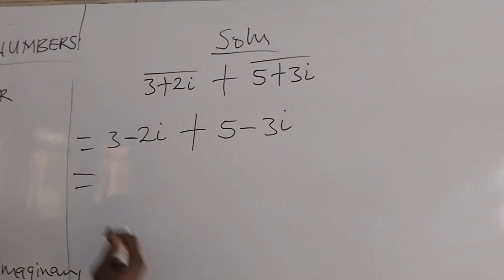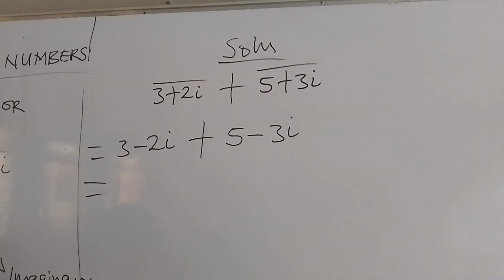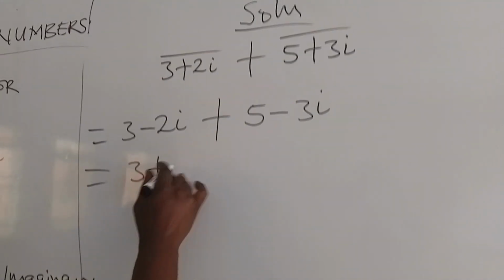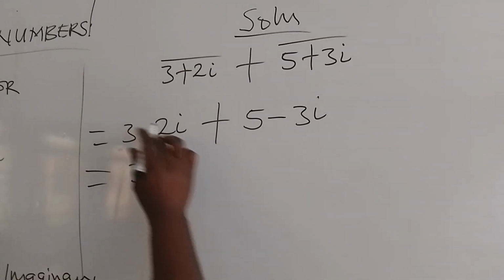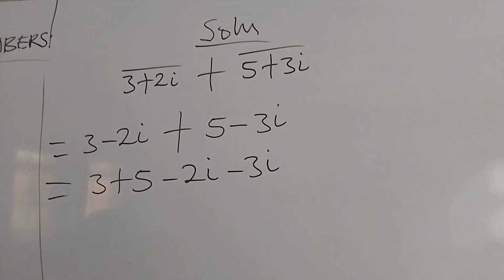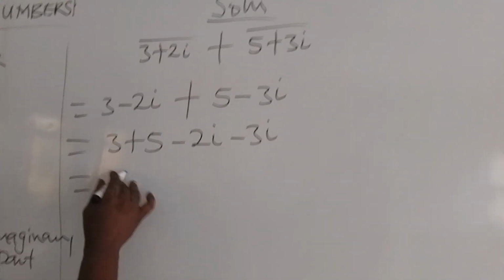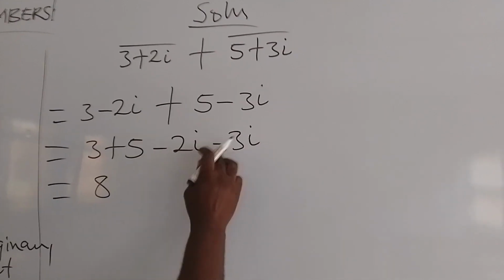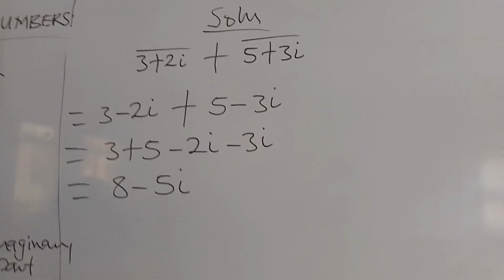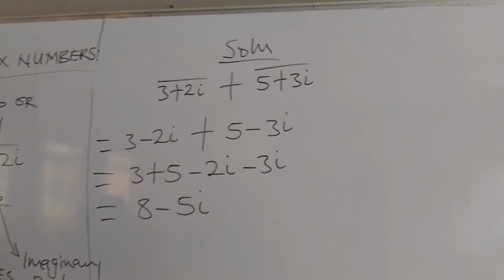So now at this point, you collect like terms. You know your real part here, and you also know your real part here. You know your imaginary part here, you also know your imaginary part here. True or false? So what you are going to do is 3 plus 5. Then what do we have here? Minus 2i minus 3i. So this is equal to 3 plus 5, which gives us 8. True or false? It will give us 8. Then minus 2i minus 3i will now give us minus 5i. This is how to solve this kind of problem.